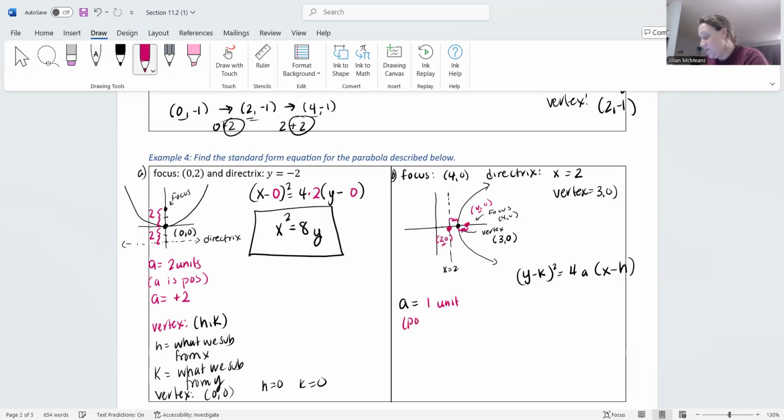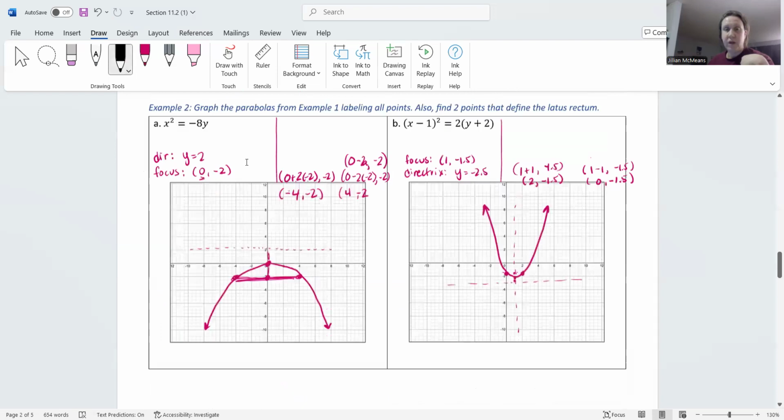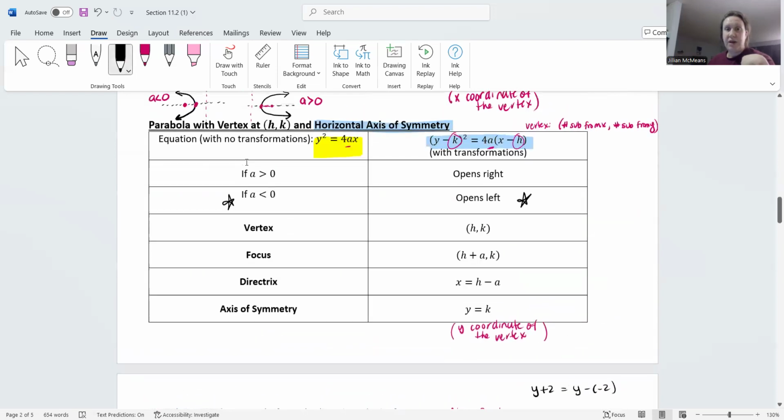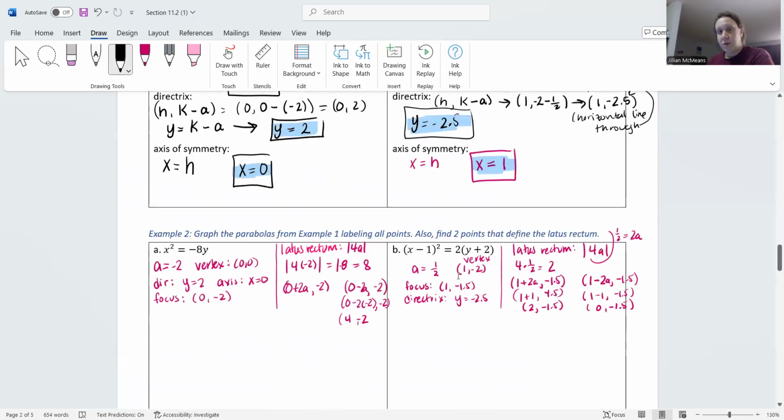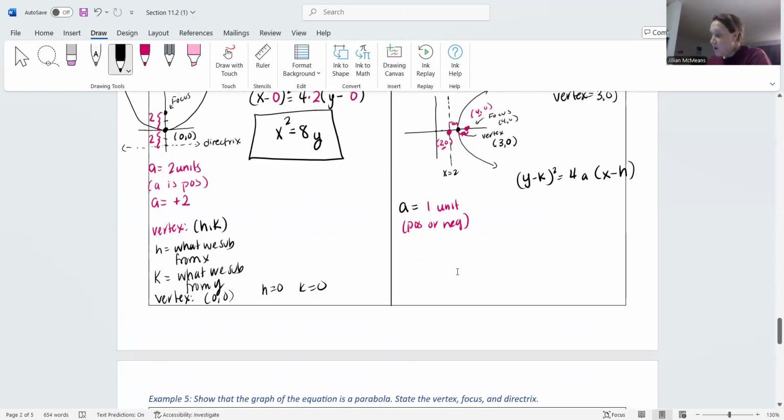But is it positive or negative? Well, if you go back to those tables in the previous video, we can scroll up just a second. So if we look here, we have a parabola that is definitely horizontally oriented, okay? And we know that if a is positive, the parabola is going to open to the right. And we are definitely opening to the right here, okay? So let's scroll back down. Okay, so that tells me that a is positive 1.